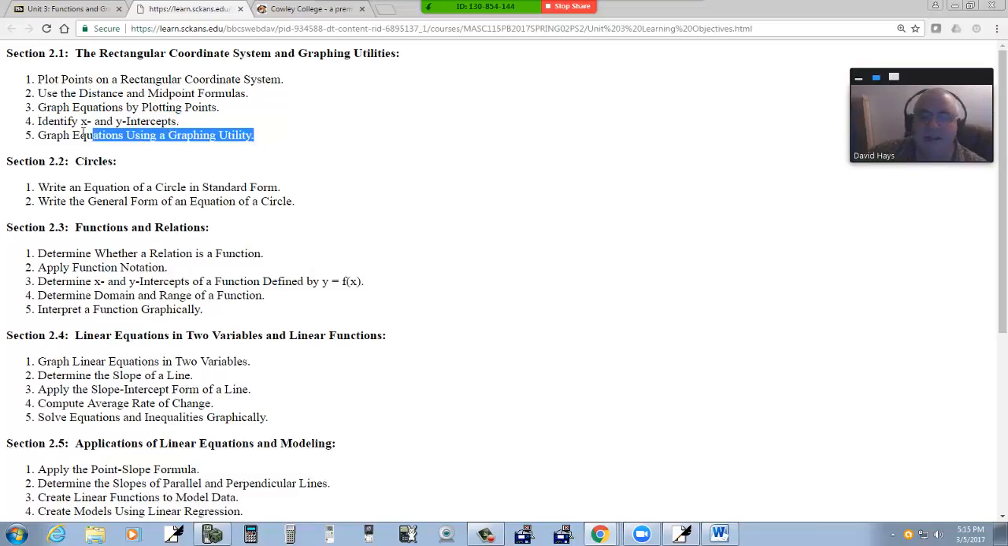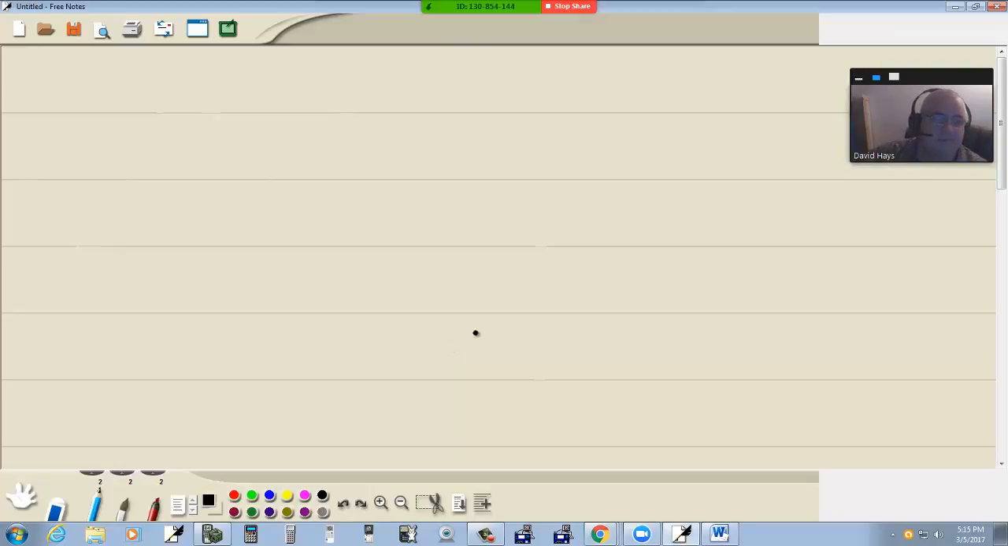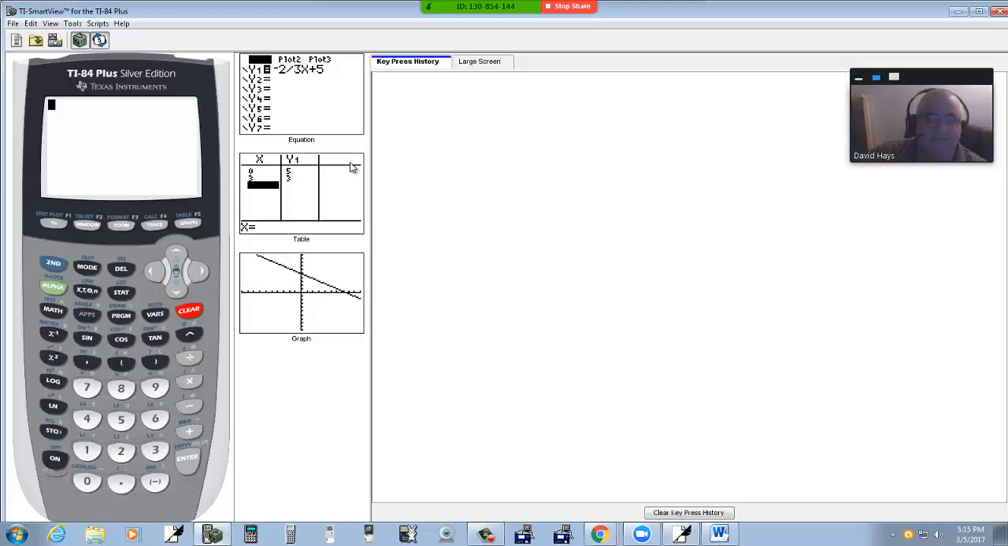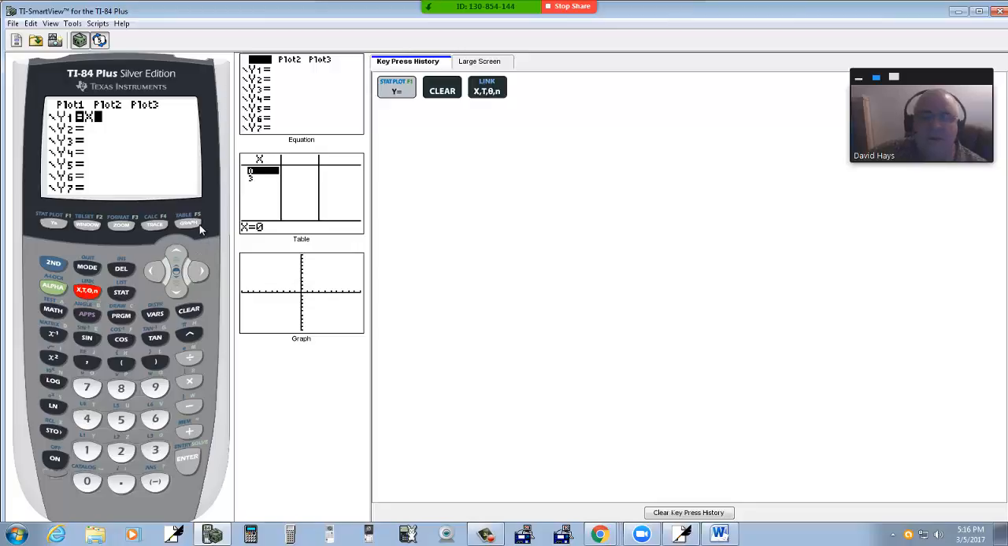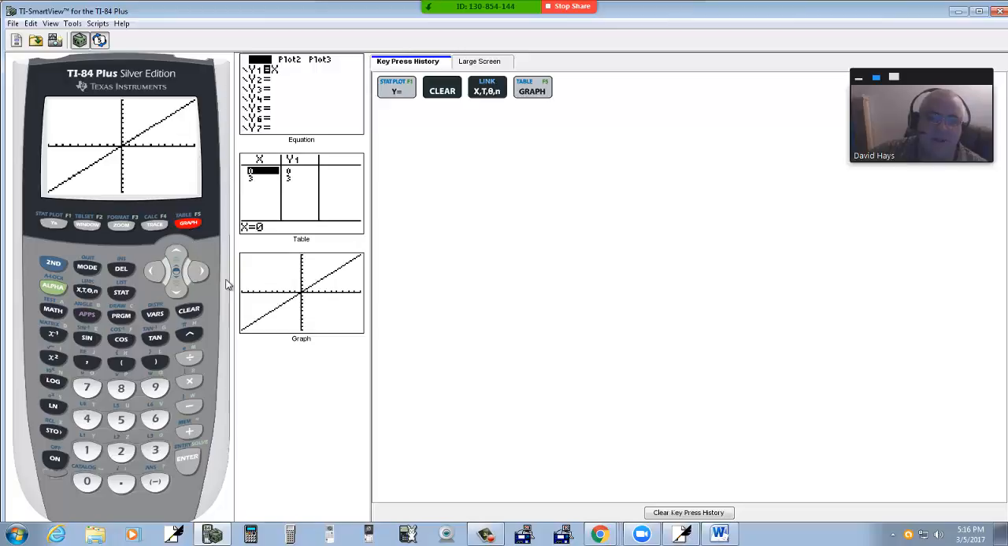Now, last topic in this section is to graph equations using a graphing utility, and I'm going to introduce a little bit of those. You can watch a YouTube video to see more in depth on that. If I want to graph y is equal to x, well, you go to the y equals right here. You can see in red what button I push. This is where you put in whatever you're trying to graph. Clear clears out whatever's on the line, and I push my x key, and then graph. And that gives you y is equal to x.